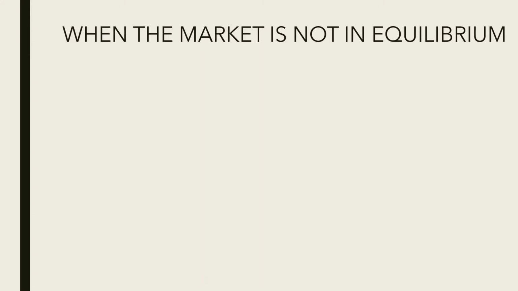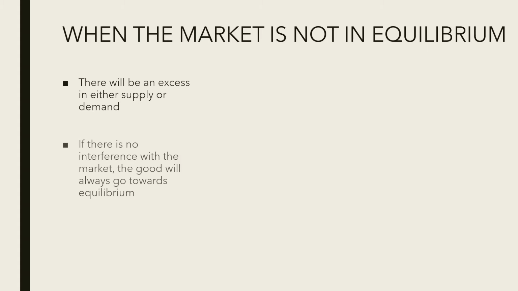So what happens when the market is not in equilibrium? If the market is not in equilibrium, there is either an excess in demand or an excess in supply. This means that there is either too much demand for the quantity supplied, or there is too much supply for the quantity demanded. If the market is not interfered with, the good will always tend to return to equilibrium. This is because the consumers and suppliers will adjust the price and demand respectively of the good naturally, so that everything is balanced again.